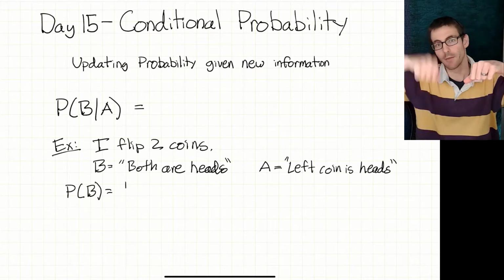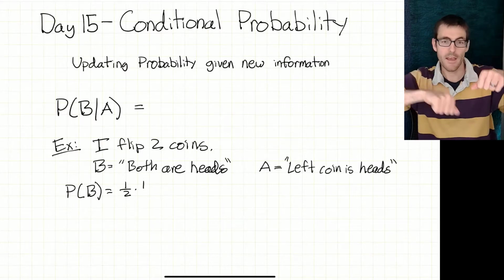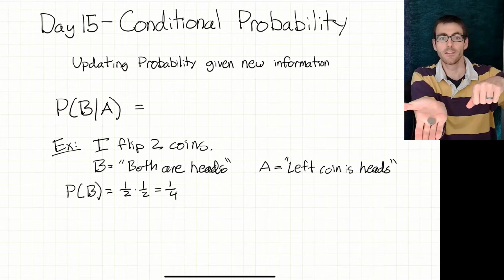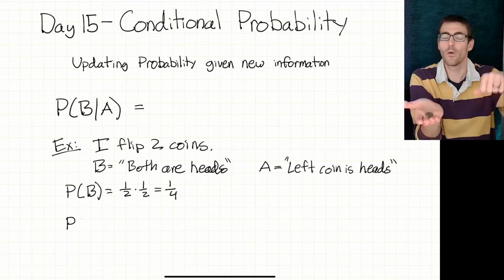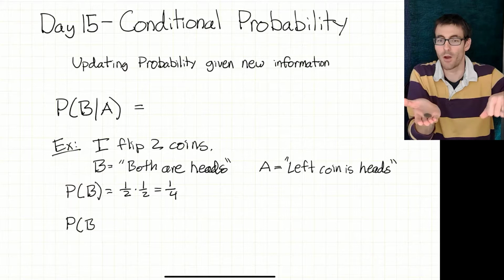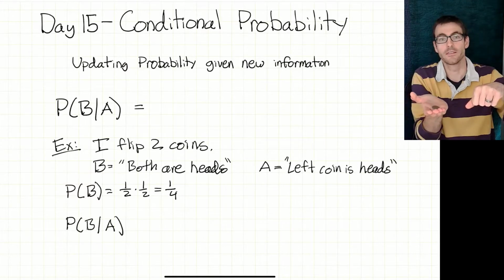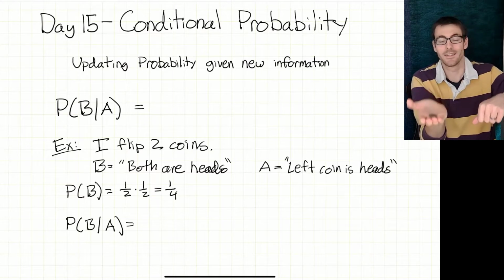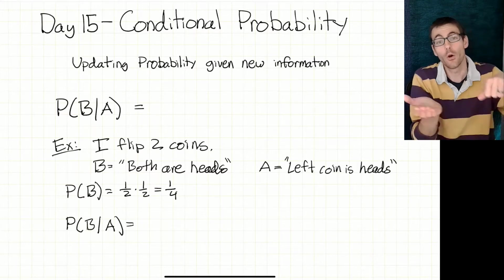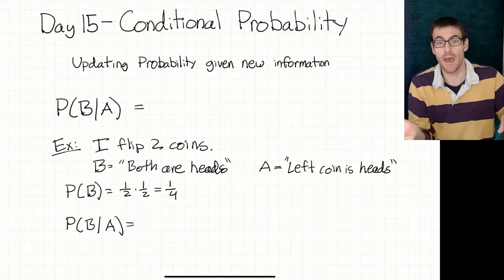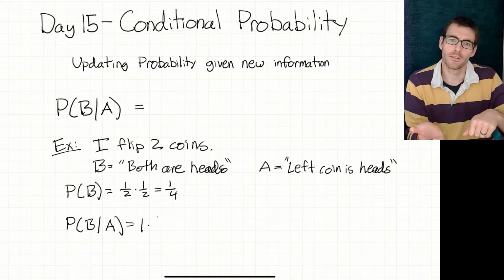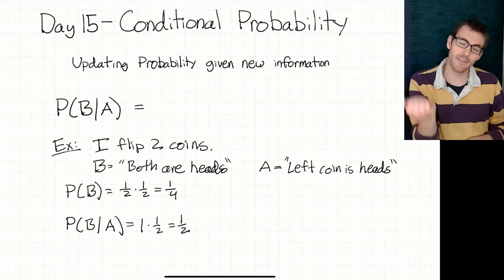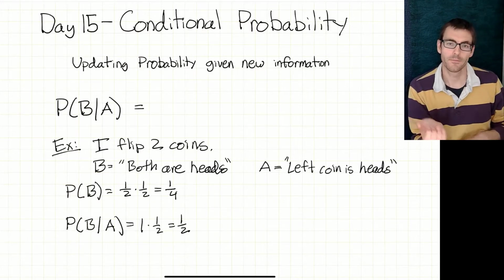It's 1/2 times 1/2. But if I happen to reveal, hey, this coin was heads, that's going to change the whole probability. Now, what's the probability that both coins are heads? Well, this one is heads, so that's 1, and this one is 1/2. So the total probability should now be 1/2. So what we're talking about is the probability that they're both heads given some new information. Cool.